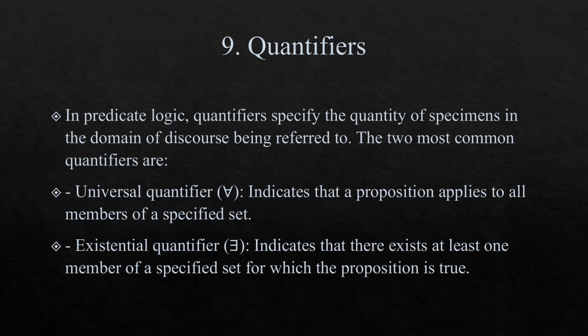Quantifiers. In predicate logic, quantifiers specify the quantity of specimens in the domain of discourse being referred to. The two most common quantifiers are universal quantifier, which indicates that a proposition applies to all members of a specified set; existential quantifier, which indicates that there exists at least one member of a specified set for which the proposition is true.